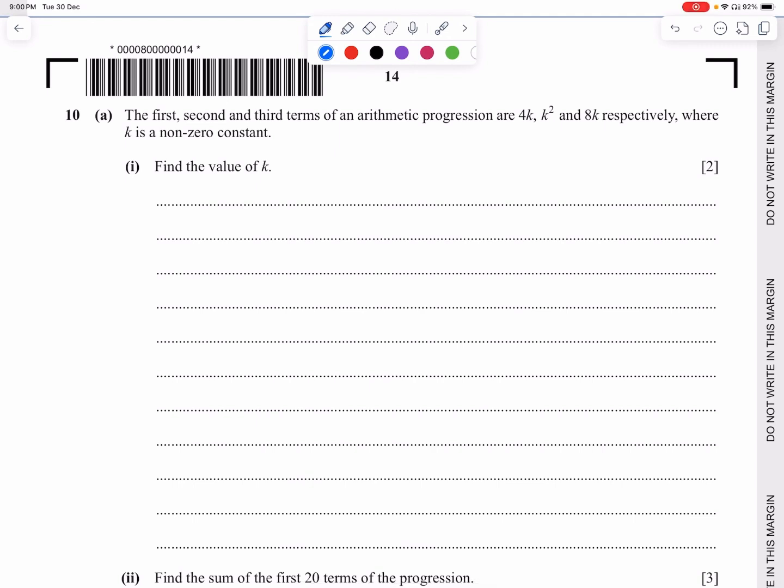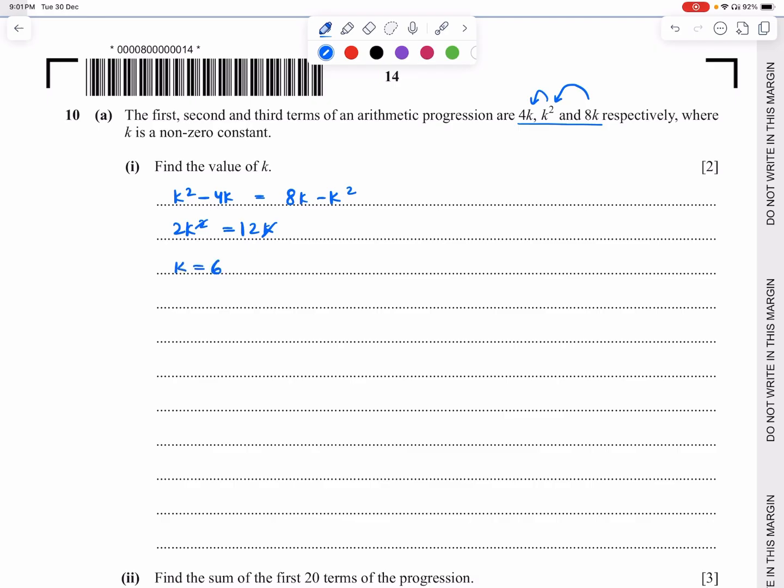Now moving on to question number 10, it says the first, second, and third terms of an arithmetic progression are 4k, k squared, and 8k respectively, where k is a non-zero constant. Find the value of k. First of all, you need to understand that the difference between this and this will be equal to the difference between this and this. So I can say that k squared minus 4k is equal to 8k minus k squared. That is going to give me 2k squared is equal to 12k, so k is equal to 6.